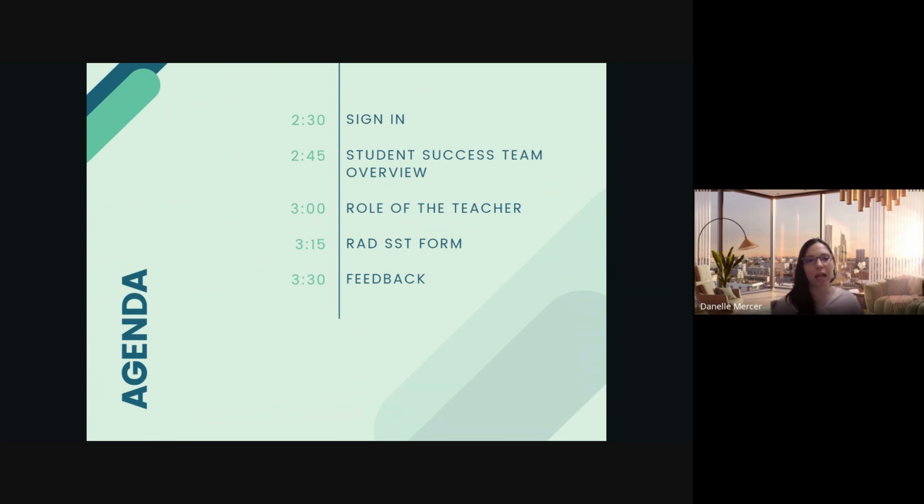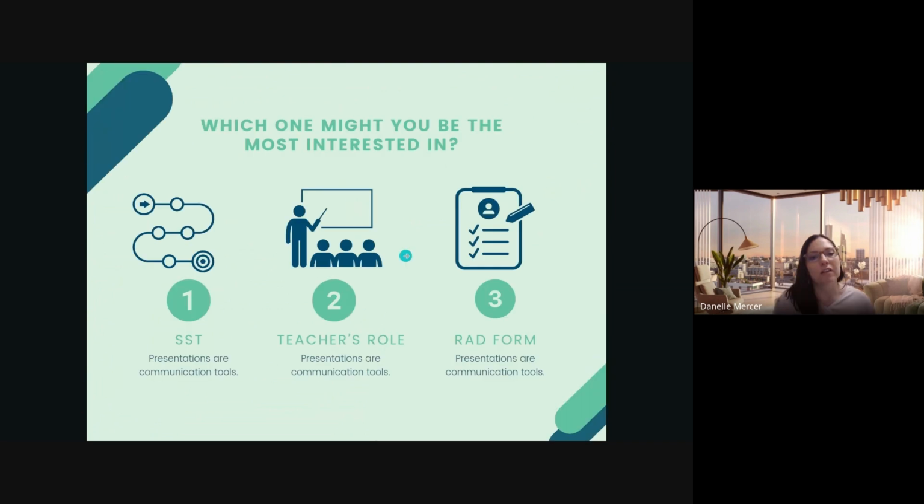So this would have been on today's agenda, but just to go over, not so much the time frame, we were anticipating having the participants sign in, and then we're going to start off with an overview of what an SST framework looks like and what that means for our sites. And then we're going to talk about the role of the teacher in all of this and introduce that RAD SST form. And then we don't have feedback, but we're going to explain it in the way of, if this were executed like this, some possible ways of getting feedback on this particular topic.